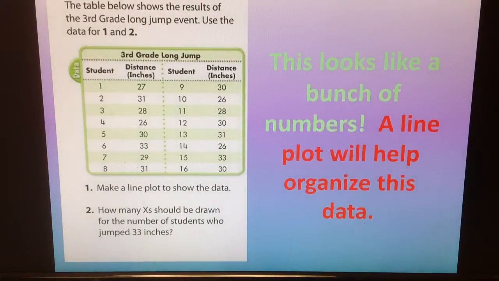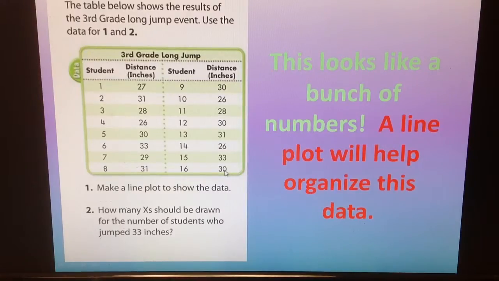Okay, so this was another one we did as a class. It says 3rd grade long jump as the title. And then it has some subheadings. Student, and then you can see the number for each student. Student number 1, student 2, 3, 4, 5, 6, 7, 8, all the way up to student number 16. And then it says distance in inches. So then there's a whole bunch of different 2-digit numbers, not in any particular order, showing the distance in inches each of these students jumped.